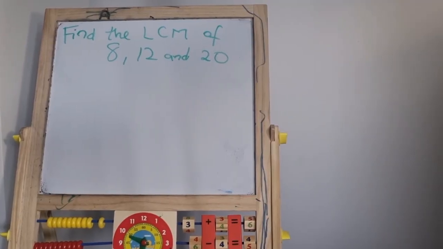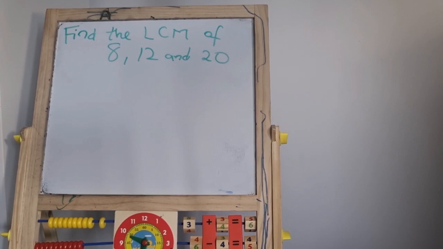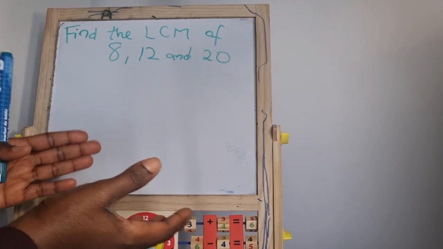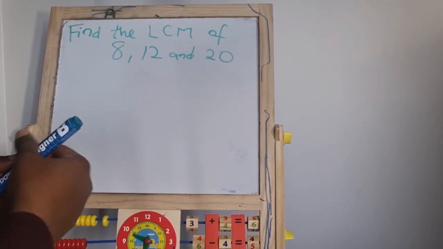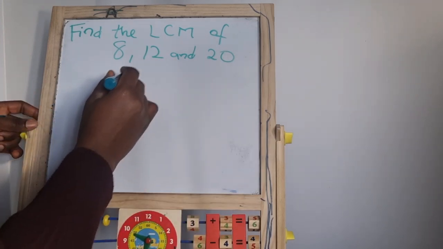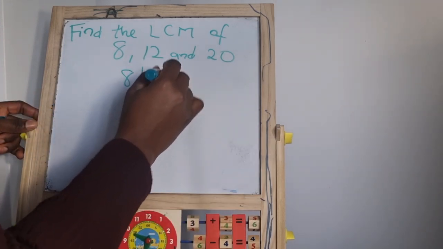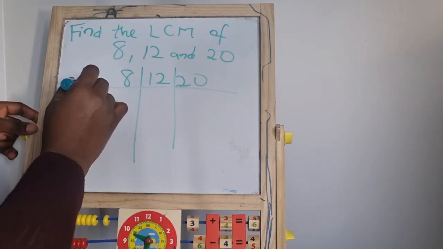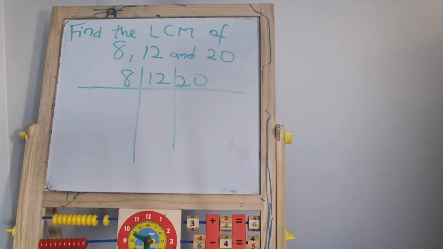To find the LCM of a given set of numbers, we will also use the prime numbers to divide, but this time around we'll be dividing all together. For example, we have 8, 12, and 20. So we will be dividing everything at once. So let's start with the smallest prime number, which is 2.